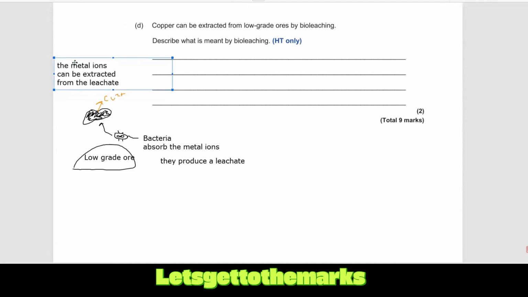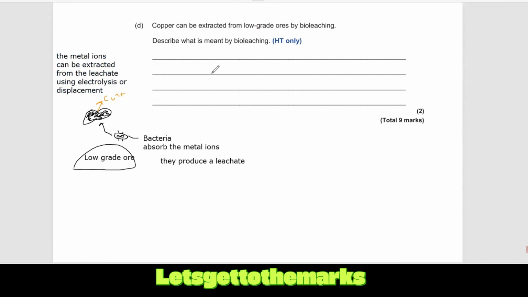You also have to know how to extract metal ions from the ash that's produced during phytomining. So if you don't know about that, grab your revision guide and make a card on that as well. So the metal ions can be extracted from the leachate using electrolysis or displacement. Displacement would use scrap iron.